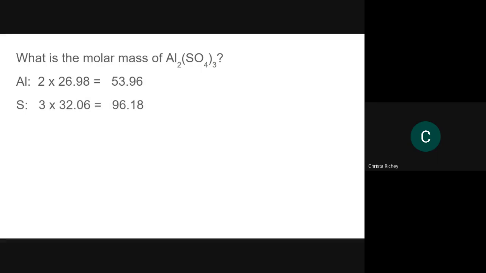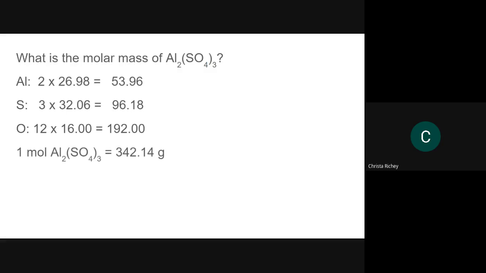I originally had 1 sulfur, but the 3 multiplies everything inside. Each one is 32.06. And then I have 3 times 4, which is 12 oxygens. Each one is 16. So what do you do? You add them together. And so 1 mole of aluminum sulfate is going to be 342.14 grams, or the way that the unit is supposed to be, grams per mole. That's how many grams are in 1 mole of that compound. You have to be able to calculate molar mass. It is all over this test.